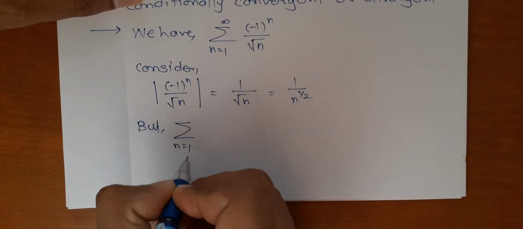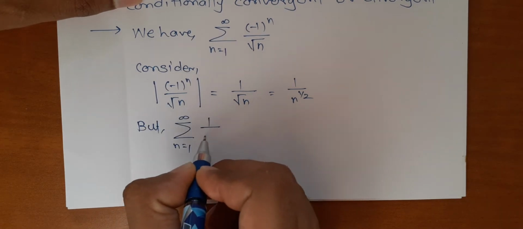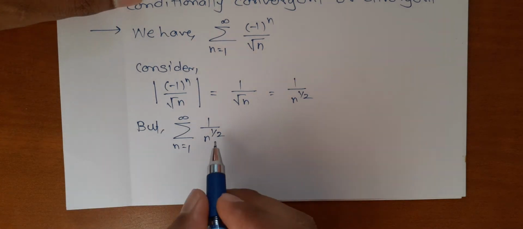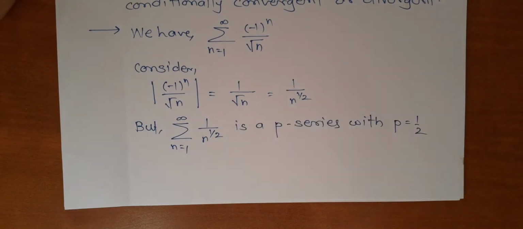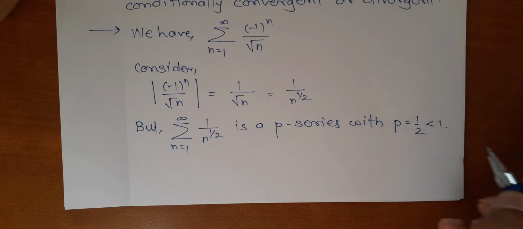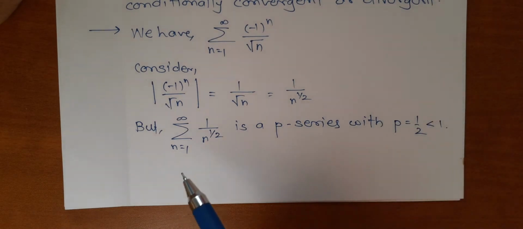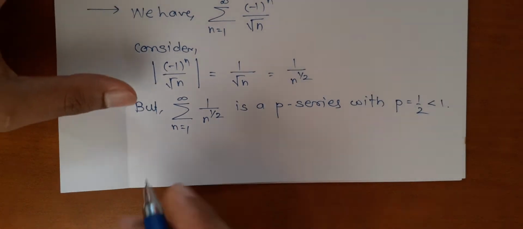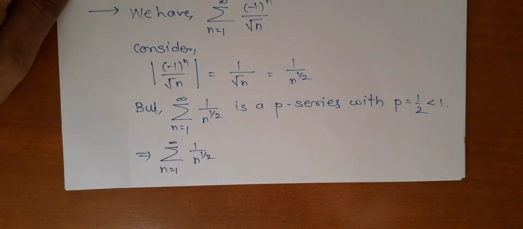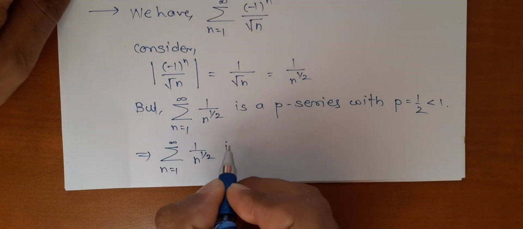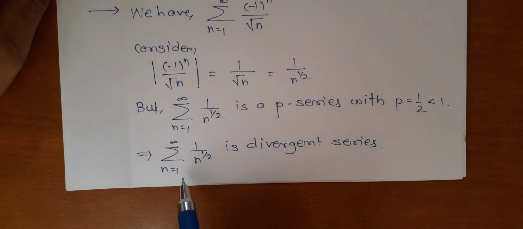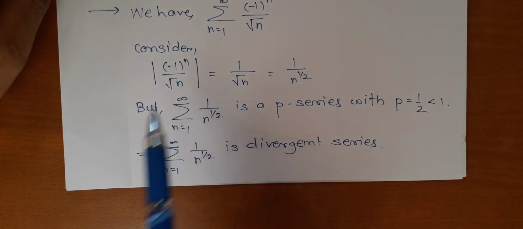Summation 1 upon n raised to 1 by 2 is a p series, right? It's a p series with p equal to 1 by 2, which is clearly less than 1. If you have a p series with p greater than 1, then only it is convergent. So here we have p less than 1, therefore I can declare summation 1 upon n raised to 1 by 2 is a divergent series.